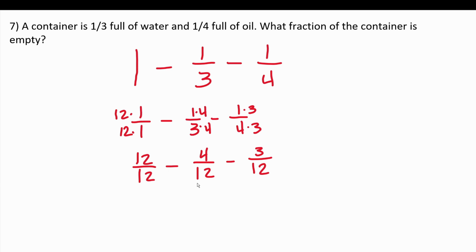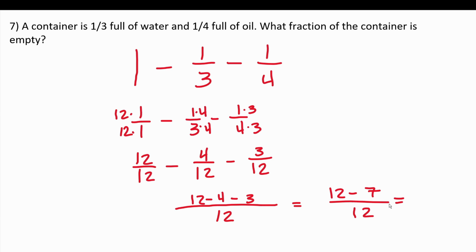And now that we have fractions with the same denominators, we can make this one big fraction over the same denominator and do 12 minus 4 minus 3. In other words, this is 12 minus 7 over 12. 12 minus 7 is going to be 5. So this is 5 over 12. And we can't reduce that. So if this container is 1/3 full of water and 1/4 full of oil, it means it's 5/12 empty. Okay, so that's that one.